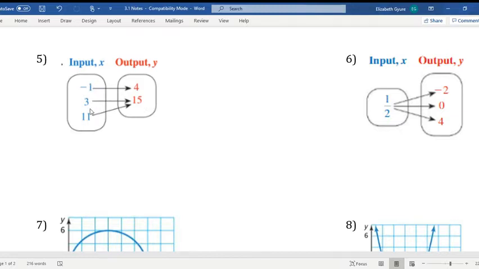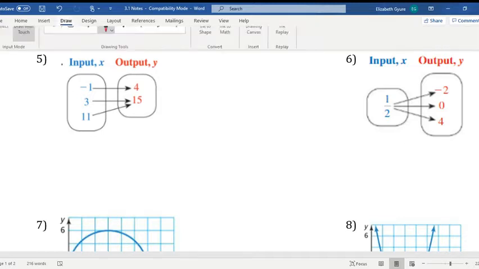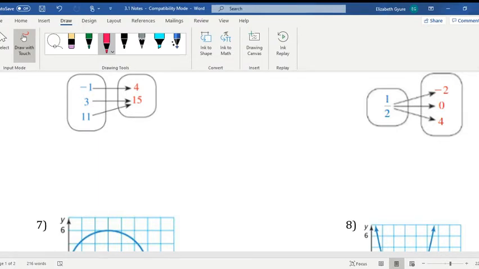So if you take a look, doesn't each x only have one little arrow coming off of it? Right? -1 only has one little arrow coming off of it. 3 has one little arrow. 11 has one little arrow. So that means they only happen one time. So this one would be a function. That's how you read that kind of graph. Because then if you look at number 6, you just have the number 1/2, right? And doesn't it have 3 different arrows coming off of it? So that means 1/2 is technically happening 3 times. So for number 5, we're going to say function.